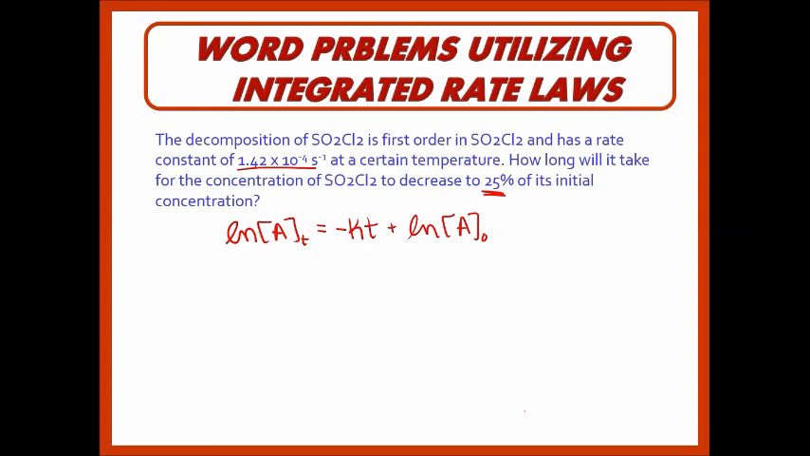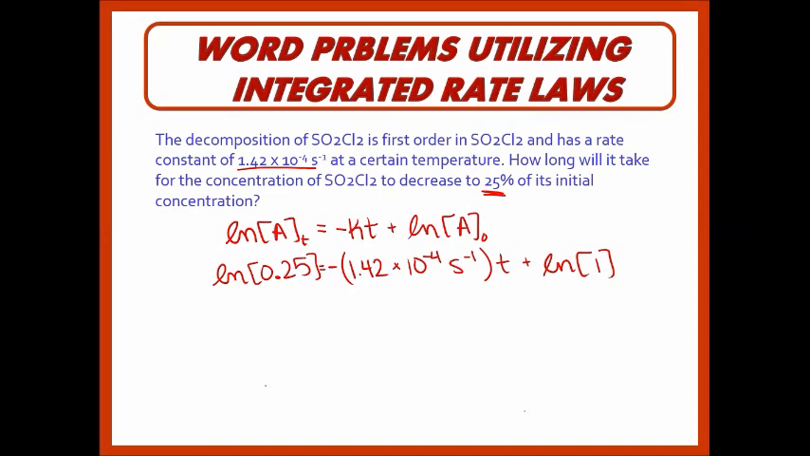However, because we're given this in terms of percent, we know that it'll decrease to 25% of the initial concentration. We can assume that our initial concentration is going to be 1. And so this means that our concentration after it's decreased to 25% is going to be 0.25. So we know that the natural logarithm of 1 is going to be 0, so that slightly simplifies our equation.